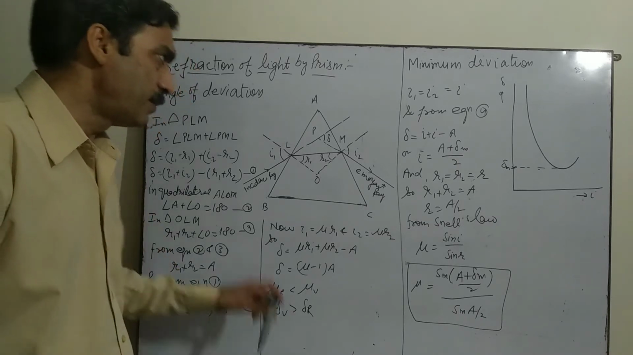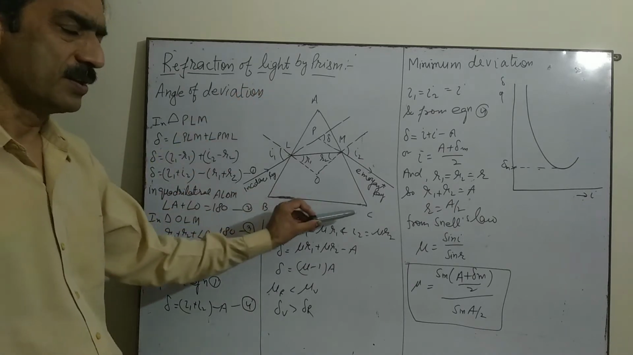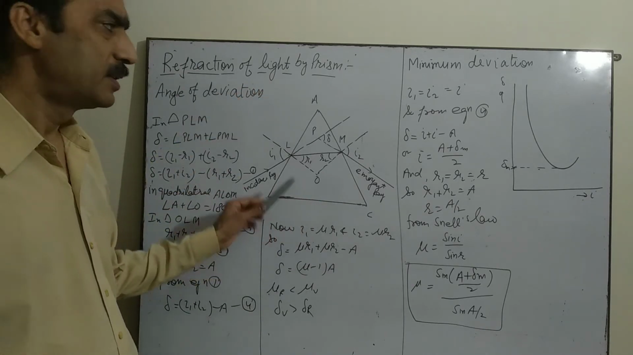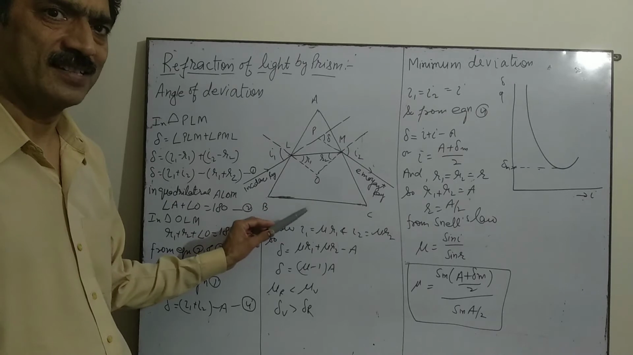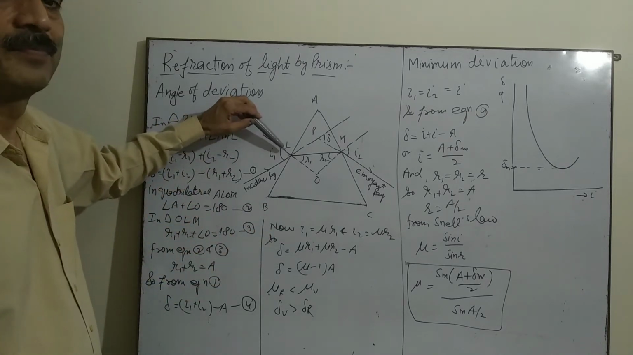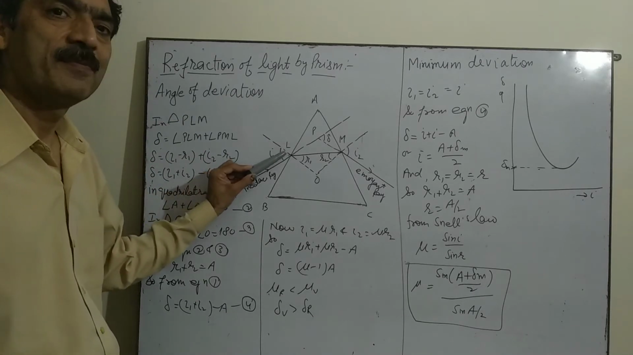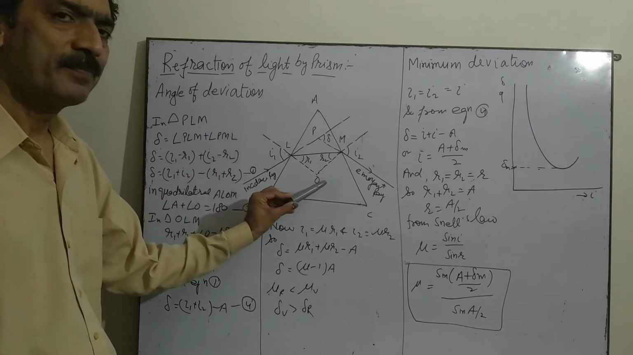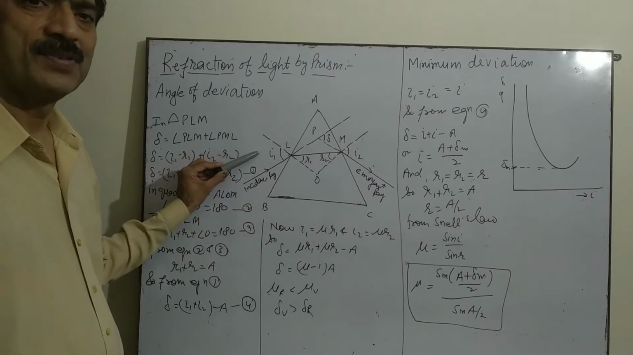Now, there is a prism ABC. This is an equilateral prism. Each angle is 60 degrees and sides are equal. A ray of light is incident here. This is the incident ray. This is the normal and this is the angle of incidence.